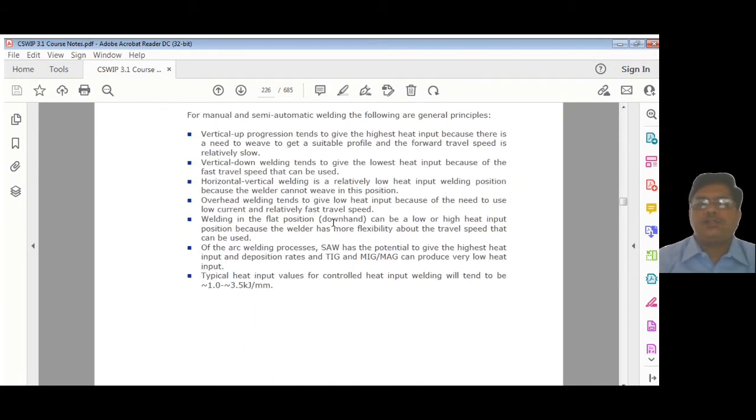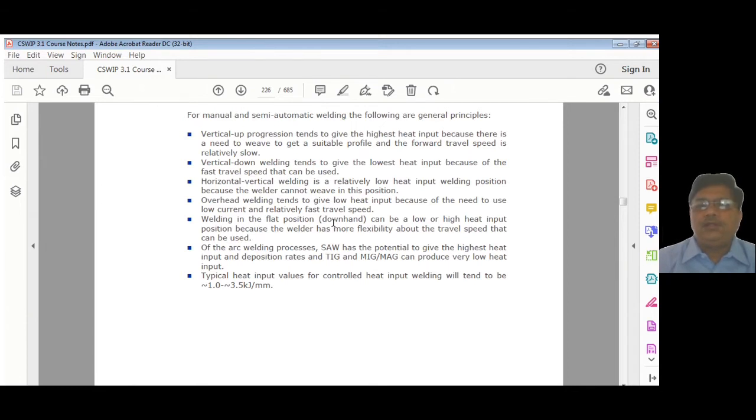Vertical progression tends to give the highest heat input. This is the most asked question in CSWIP, so you must remember vertical up. When you are doing vertical up welding, there are many cases. For example, you are doing beam welding and you may be welding the web of the beam, or you are doing pipe welding and you are coming from down to up, which is vertical up progression. In the same way in pipe, you can go vertically down also, and that is the lowest heat input. So vertical up is the highest heat input, vertical down is the lowest heat input. You can remember this very well.